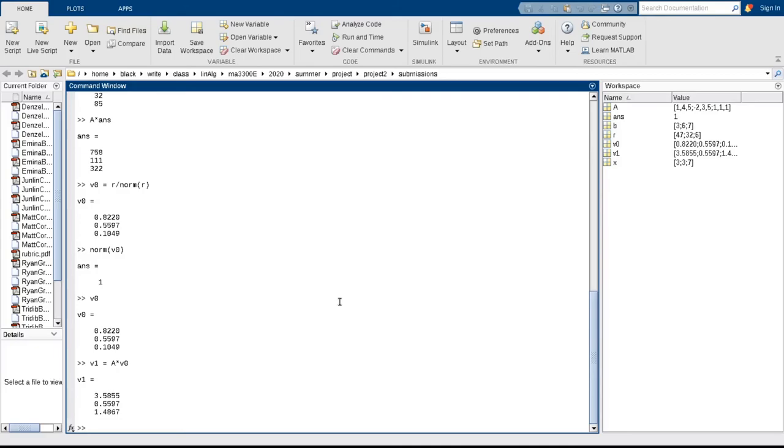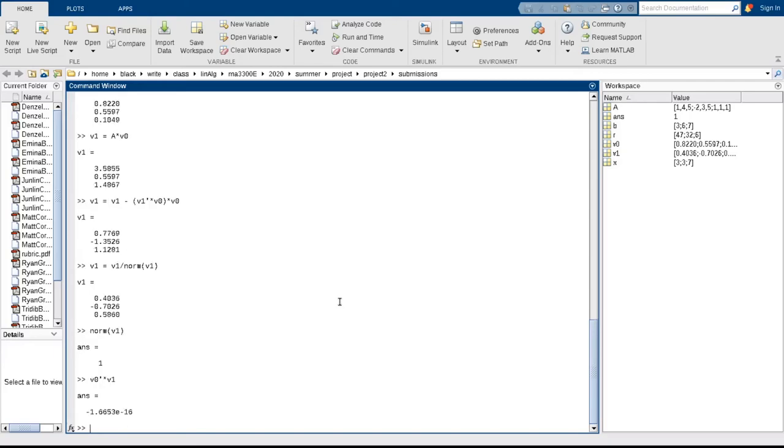Problem is that V1 is not orthogonal to V0. So what do I do? Now I'm going to do my Gram-Schmidt. I'm going to take V1 minus V1 dotted with V0. That's going to be V1 transpose times V0, and then times V0 gives me that. That doesn't have length 1, so let's normalize it. Now it has length 1. If I take the norm of V1, it has length 1. If I take V0 and dot it with V1, it's basically 0. So now I've got two orthonormal vectors, V0 and V1.